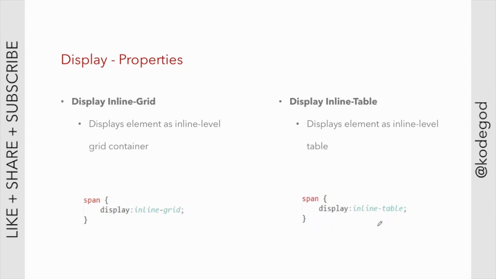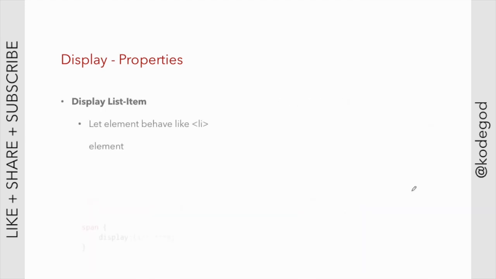Another one to see is the inline grid. So this is quite useful in case you want to form a grid and you have a container, and inside that container you have multiple child elements, and those child elements will become grid items. Inline table basically displays element as inline level table. So this can be useful when you have some tabular information, but unfortunately you have the data written inside the span tag. In those cases you might use this particular property. We'll take an example of all the properties that we've seen so far.